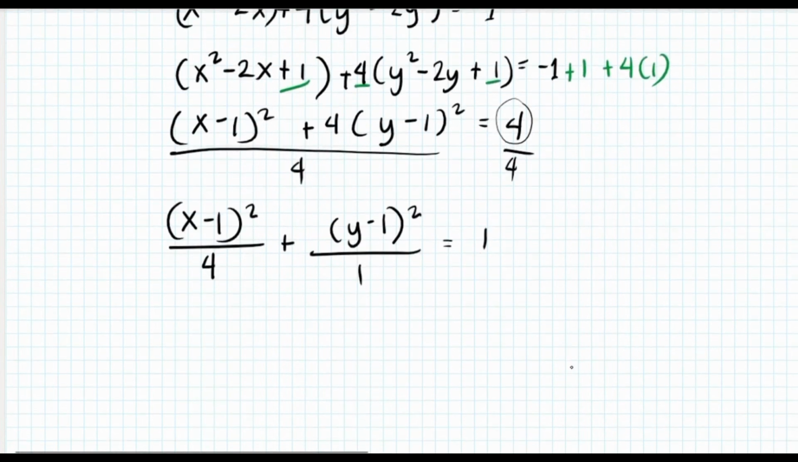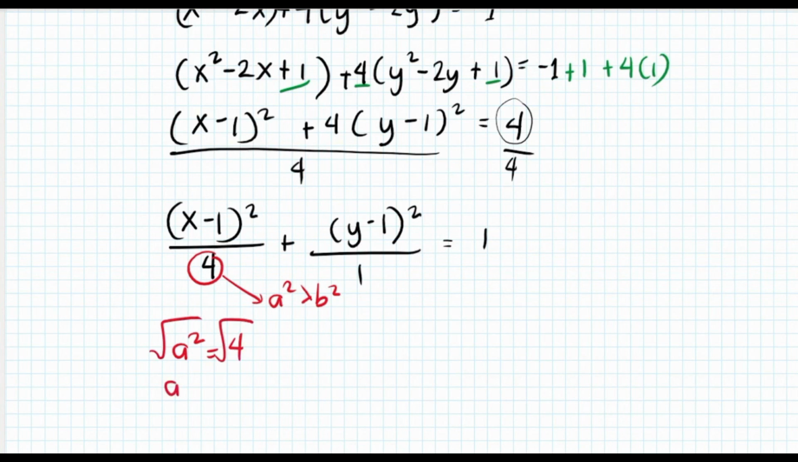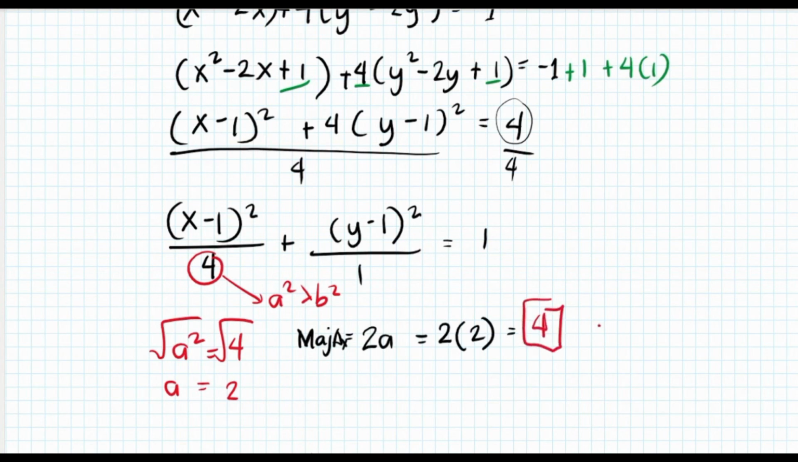Ngayon, alam natin na si a squared, dapat greater siya lagi kay b squared. So, we know that a squared is equal to 4. And since a squared is equal to 4, we just need to get the square root of both sides. That will be, your a will be equal to 2. Okay? So, malalaman na natin ang length ng major axis natin. 2a, major axis. Yan. 2a, so that will be 2. Your a is 2. So, your major axis is equal to 4. Okay? And that is letter C.